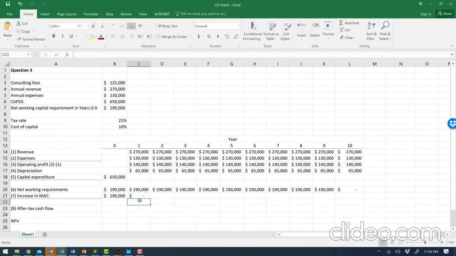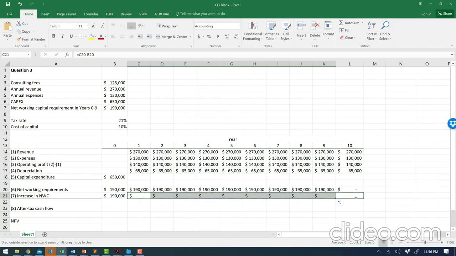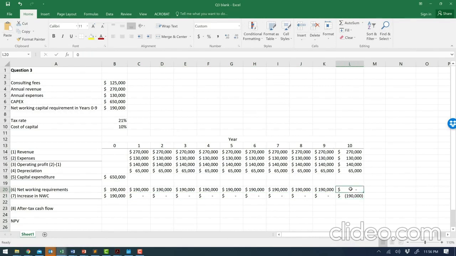So for example, in year 1, the increase in net working capital is 0 because the net working capital requirements are the same in year 0 and year 1. So the increase will be 0 all the way through year 9, and in year 10, the working capital is going to decrease by $190,000 because the net working capital requirements in year 10 are $0, and in year 9 they were $190,000. So therefore, the net working capital decreased by $190,000 between year 9 and 10.